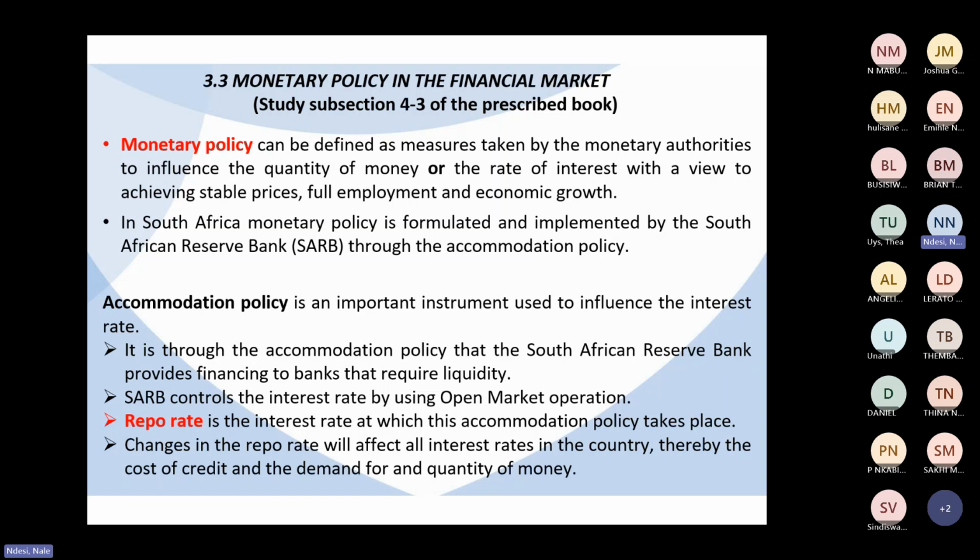In South Africa, the Reserve Bank controls the interest rate by using open market operations to adjust the money market deficit to influence the market interest rate. The interest rate at which this accommodation policy or refinancing takes place is referred to as the repurchase rate, known as the repo rate. Changes in the repo rate affect all interest rates in the economy, and thereby the cost of credit, demand for, and quantity of money.